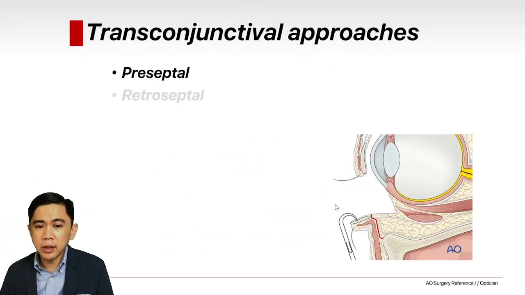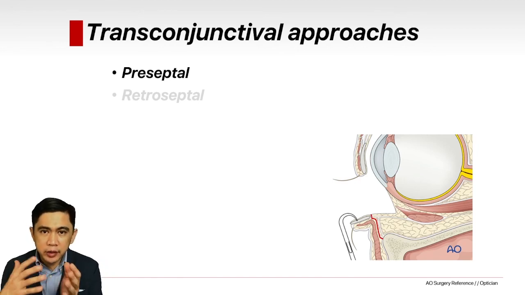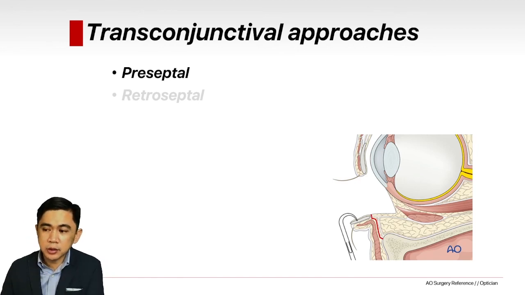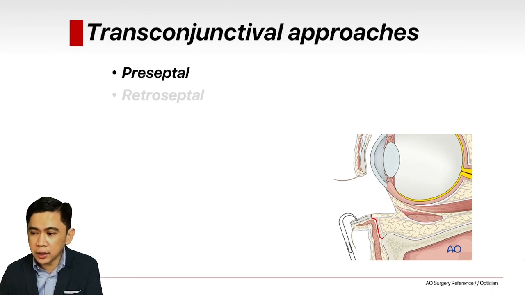The preseptal route requires entering the suborbicularis oculi preseptal space. So it's the space between the orbicularis oculi and the orbital septum. Going to this space, you actually preserve the orbital septum. It is the transconjunctival version of the subtarsal approach, but instead of entering it through the skin, you enter it through the conjunctiva at the lower border of the tarsus.